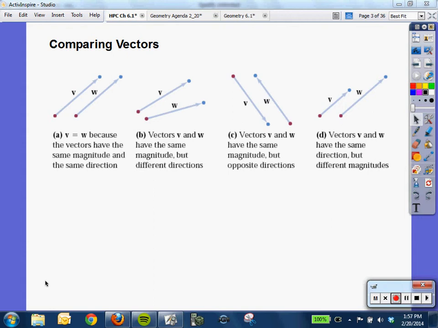So we have here vectors that have the same length but different directions. Over there we've got vectors with the same length, opposite directions, and the last one has the same direction but different lengths. We're going to see all different types of vectors, but the whole point of this slide is so that you know that you can have vectors in different places, but they can actually be equal to each other as long as they have the same length and the same direction.